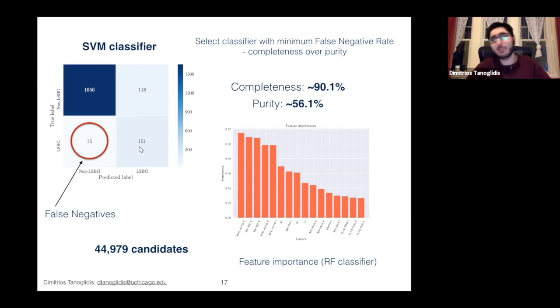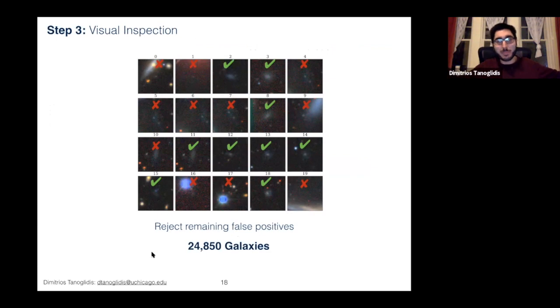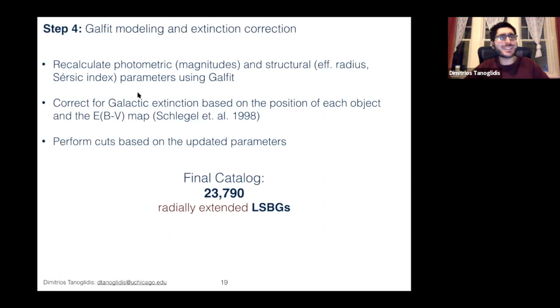So you know that. But this is not a huge problem, because if you are able to go from 500,000 candidates to, as I say here, 44,000, 45,000 candidates, then it's okay. You can start visual inspecting. And yeah, at some point I spent a whole summer visually inspecting galaxies and rejecting remaining false positives to end up with a final catalog of almost 25,000 galaxies. And it was painful. So you can see here, you have all the candidates and you check, yes, no, yes, no. And the final step was further galaxy modeling and also correcting for the galactic extinction, like actually the presence of some foreground dust. Some people may be interested in that.